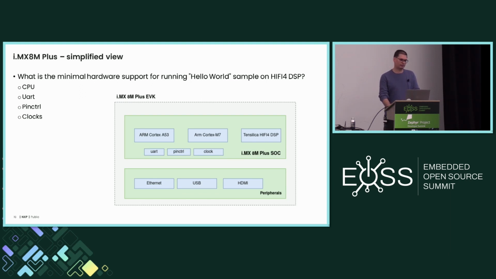The basic goal of the presentation is to see the steps needed to create a minimal application that runs on the HiFi 4 DSP. The minimal application that everyone might know is the Hello World sample, which prints Hello World on the serial console. In order to get this enabled, you need to have the CPU support, the UART driver, the pin control, the muxing of the pins, and some clocks, right? With this hardware in mind, let's see what we can do.